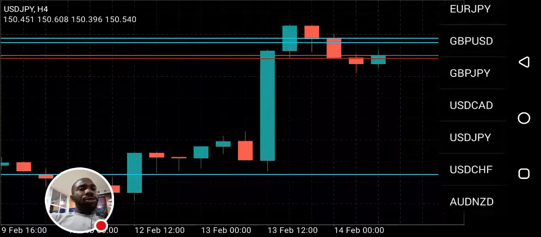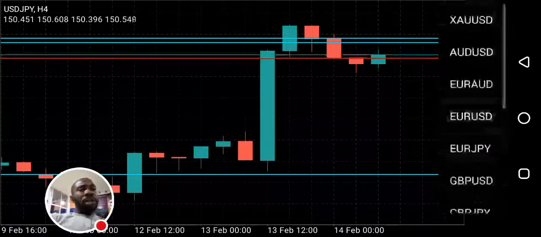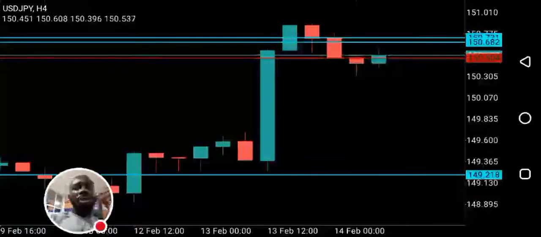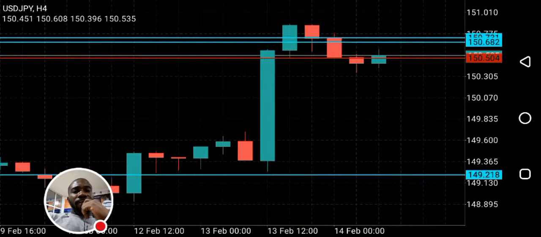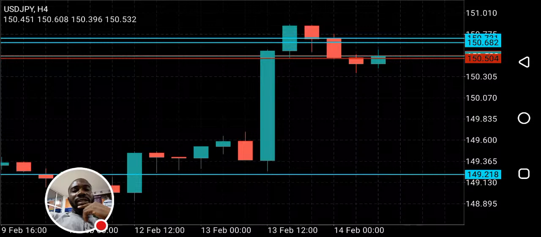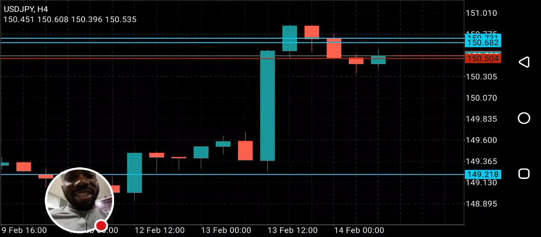Please, you guys should take risk and money management seriously. Don't gamble with your hard-earned money. I really feel concerned when people just lose their hard-earned money trading. I always tell you guys, don't be in a rush to make money. Don't be desperate to make money. This market is going nowhere. It's been here for decades and will still be here. So don't rush yourself. Don't rush the market. If you rush the market, your account will crash.